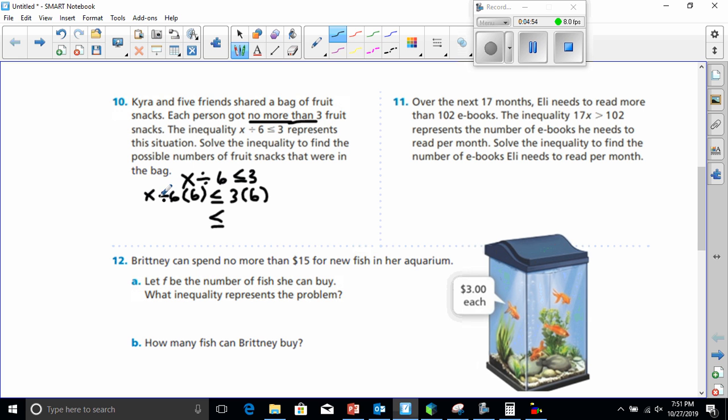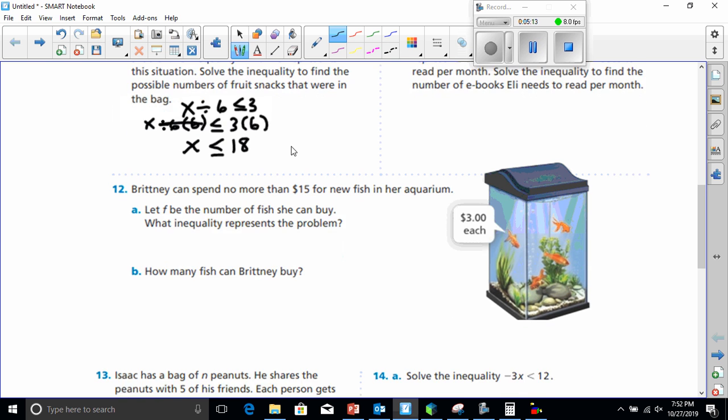Well, these canceled each other out. So x is by itself now. And 3 times 6 is 18. So our answer is 18. Our x is less than or equal to 18. And it doesn't say to graph it, so I'm not going to. But we're ready to go to number 12 now.